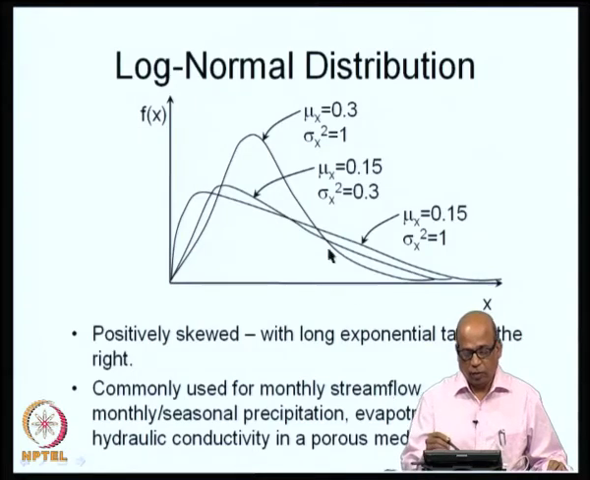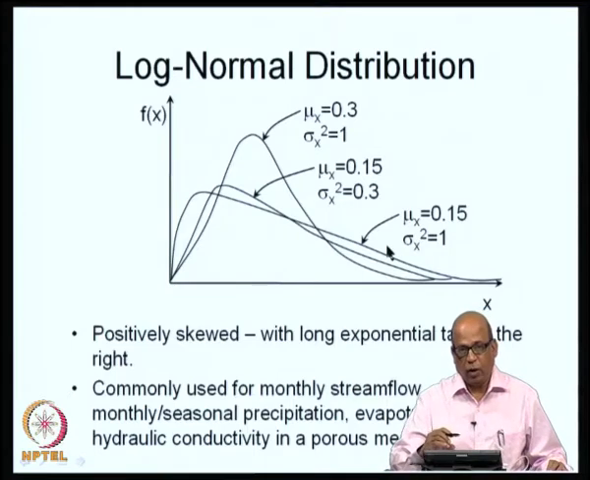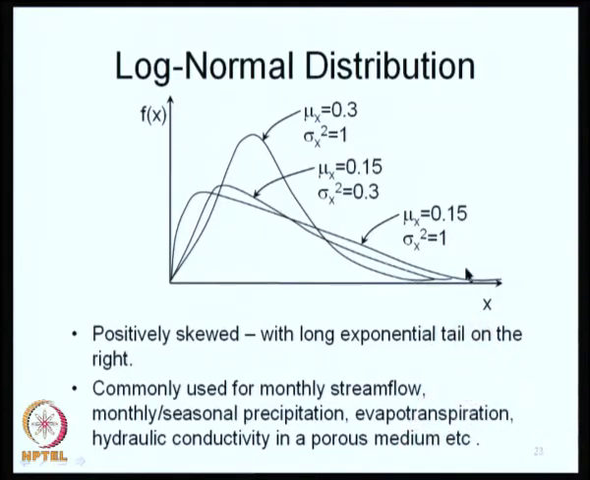So, you just look at these. As your CV is increasing for the same mu x of 0.15, the CV is increasing between this and this, because the S is smaller here and S is larger here. So, the CV is increasing. As CV increases, the skewness increases. That means, you will have a longer tail to the right. So, log normal distribution is positively skewed with long exponential tail on the right, like this.